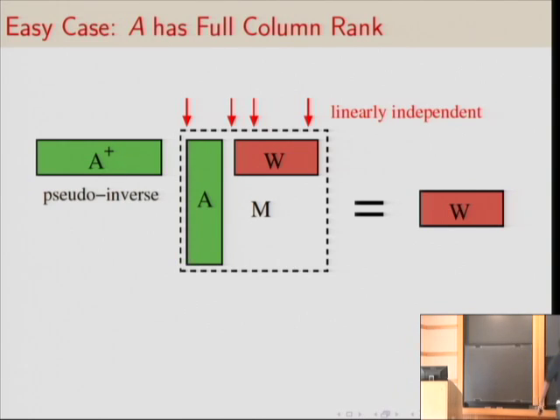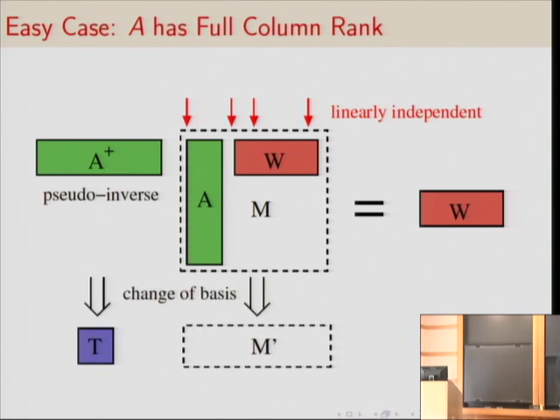We can use these linearly independent columns to perform a change of basis, so that we change both A+ and this original matrix, and the new linear transformation becomes much smaller. It becomes instead an r by r linear transformation, again, whose action on each column of M prime now recovers the corresponding column in W.